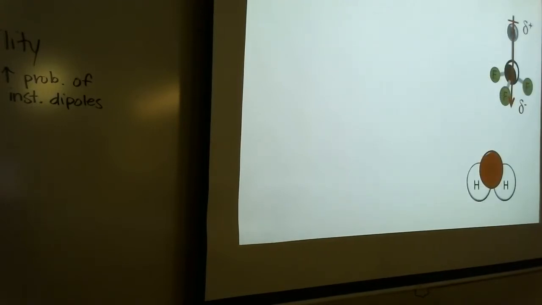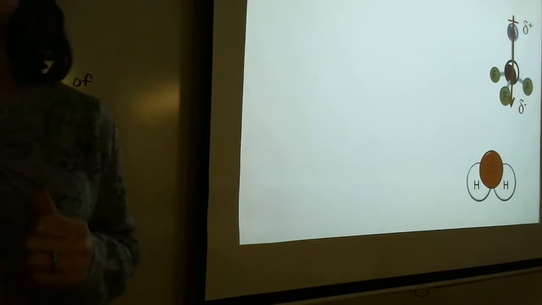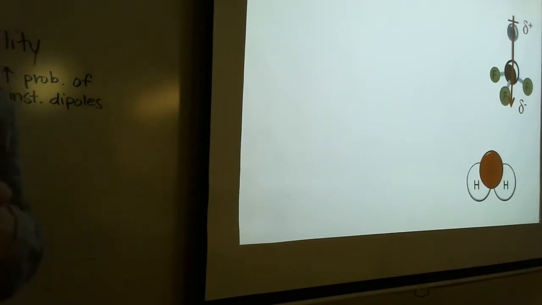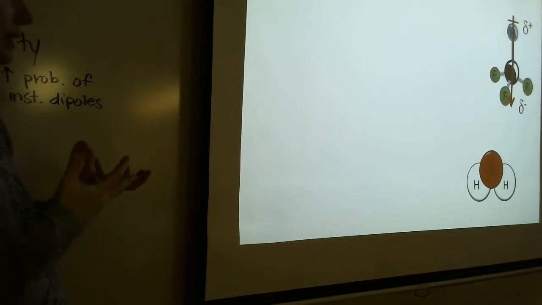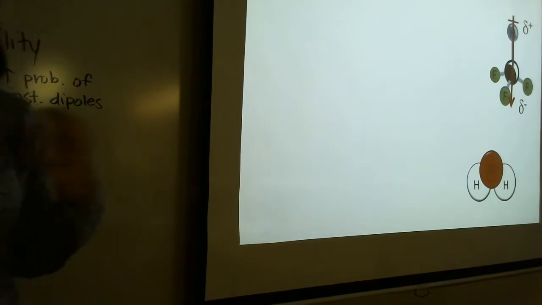All right, so that's the end of what we're going to talk about with London forces. Now I'll move on to dipole. So any polar molecule is called a dipole. Di, referring to 2, and pole, like a positive end and a negative end. So if you think about a bar magnet, that's a dipole. It's got a positive end and a negative end. If you have a polar molecule, you've got the same thing going on.